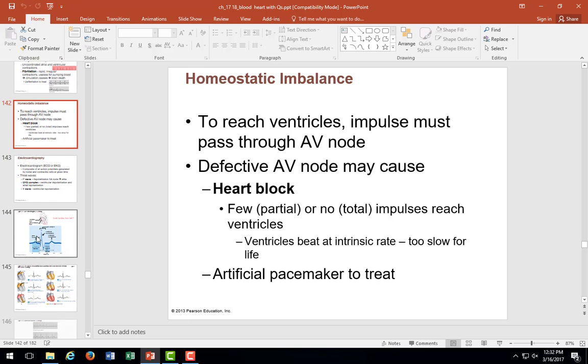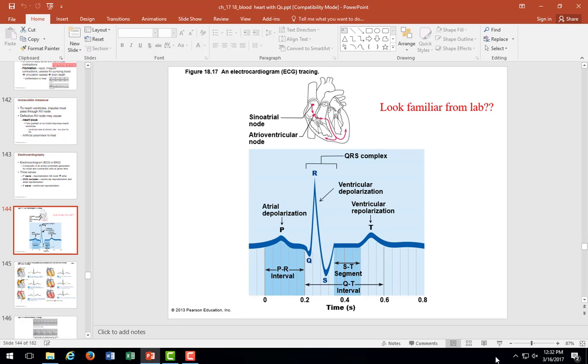Because some of the other stuff looks like familiar lab stuff, and I'll record the rest of it.